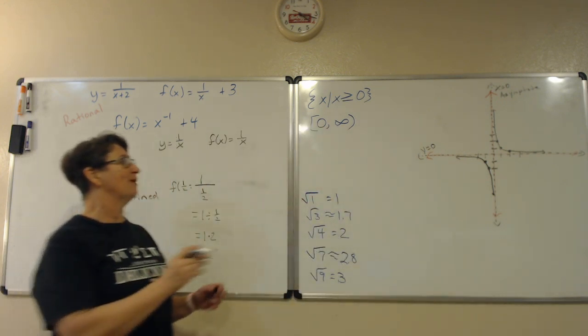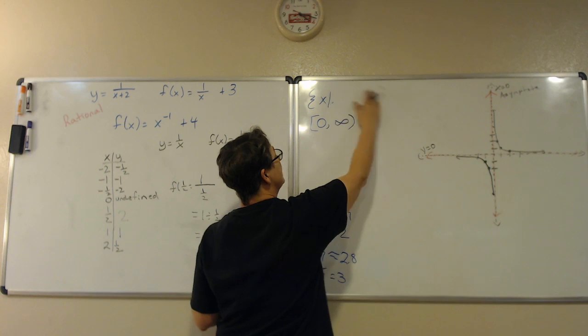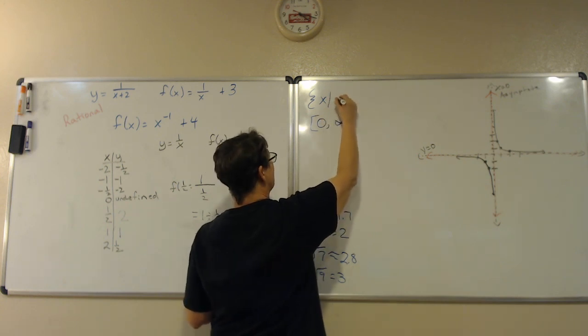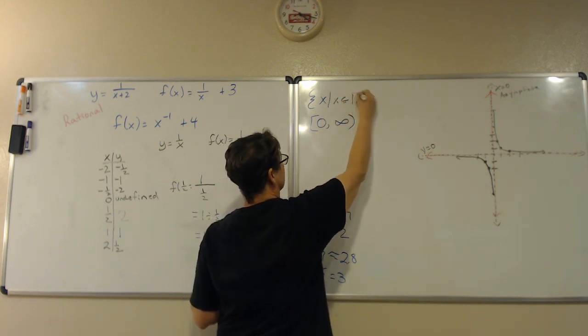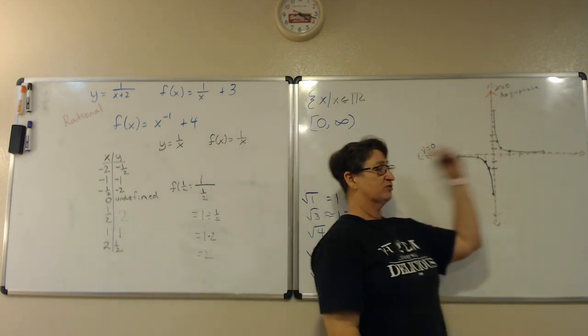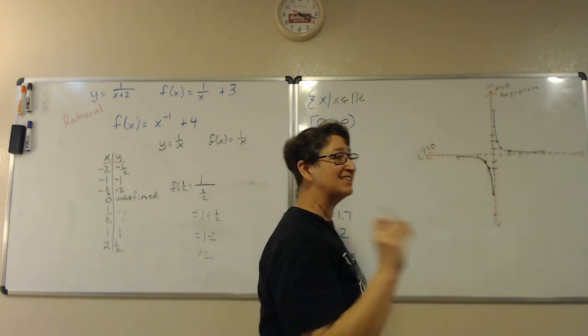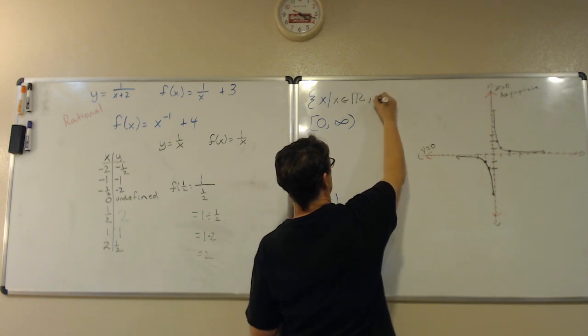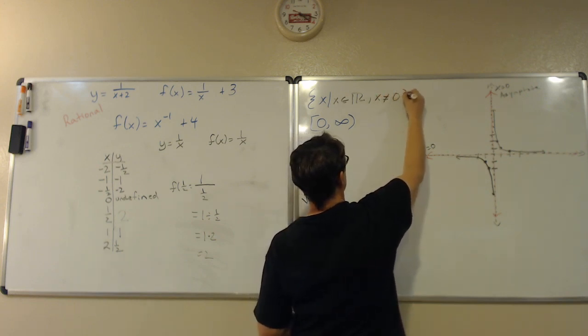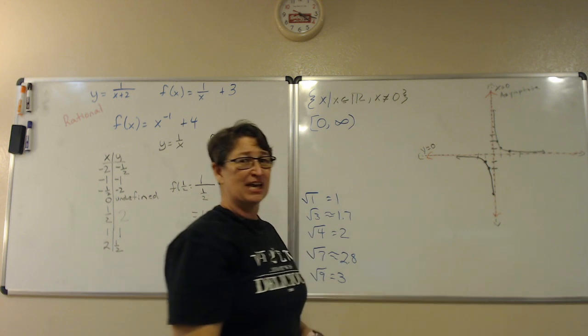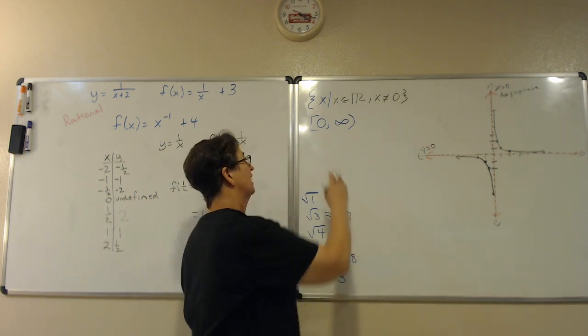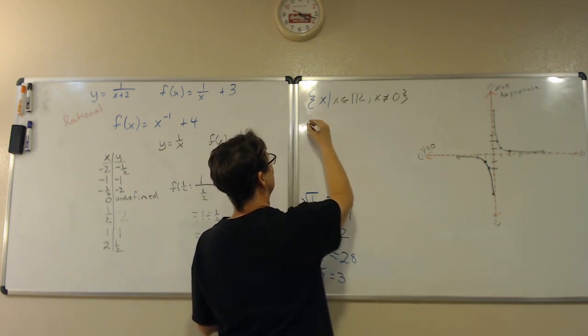And you're right, the domain is really, x can be any number. Because notice, it's filling up both sides of my graph. It just cannot be 0. It can be anything except for 0. And in interval notation, we do it this way.